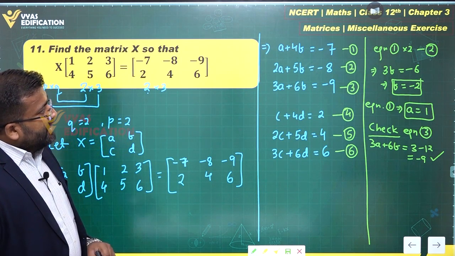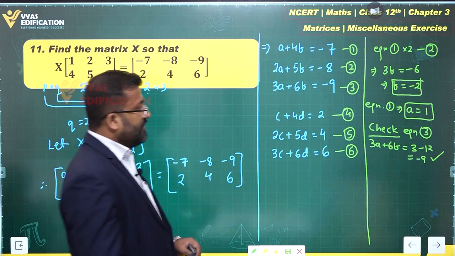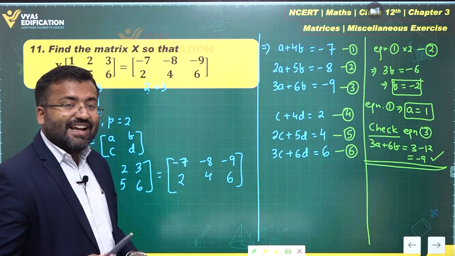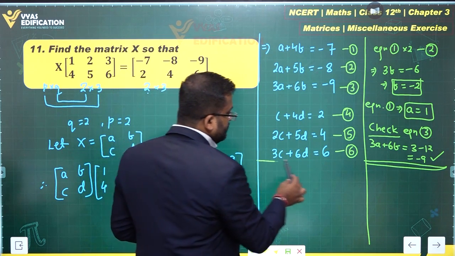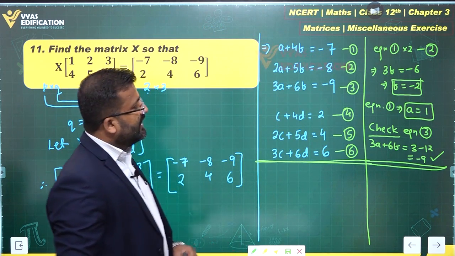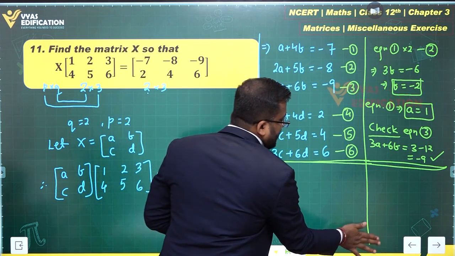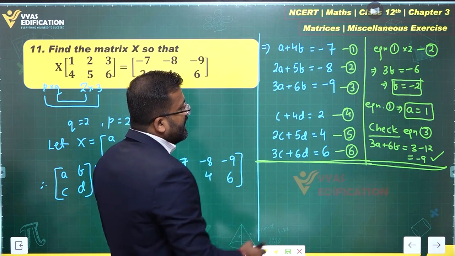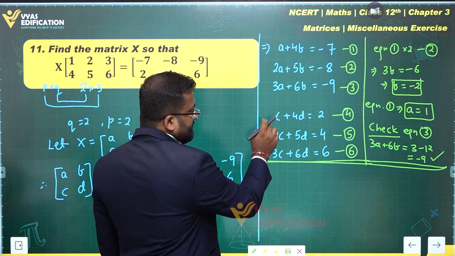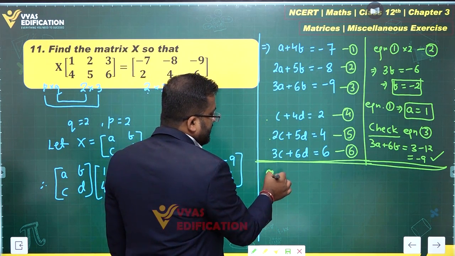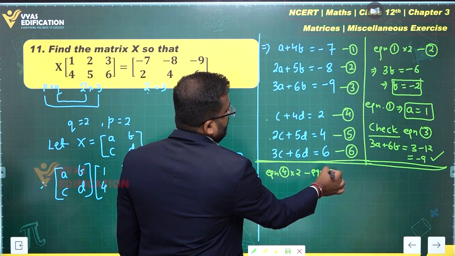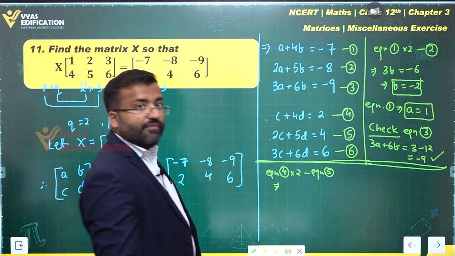Right. On solving 1, 2, 3, we get the values of A and B. Can we solve 4, 5, 6 to get the values of C and D correspondingly? Yes. So let's get the values of C and D now. Okay. Next part. Next, we solve for C and D. Let's use this space over here. So once again, let's multiply this by 2 and subtract. Equation 4 times 2 minus equation 5 will give us what?